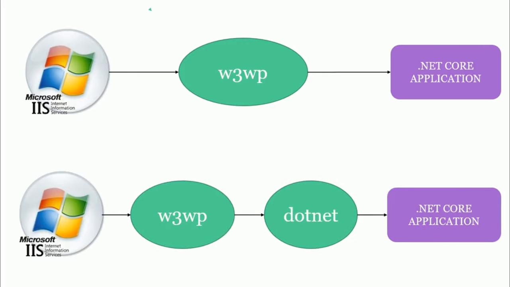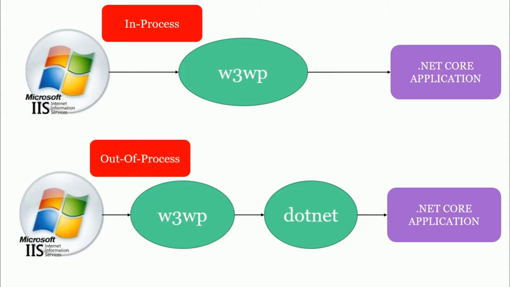The first approach, where your .NET Core application runs within the worker process or W3WP process, we call in-process hosting, because it is running within the IIS worker process, meaning within W3WP itself. There is no separate process required. And the second approach, where your code is managed and run outside of the IIS worker process or W3WP, we call out-of-process hosting, because it is running outside the IIS worker process. A separate process is required, which is dotnet.exe, to run the ASP.NET Core application.